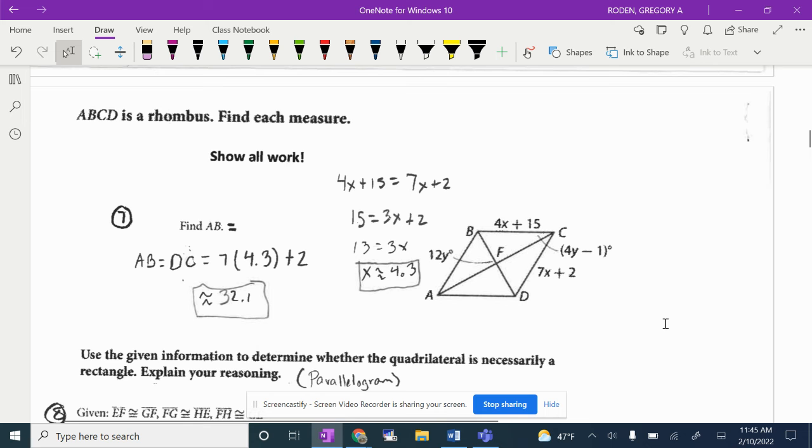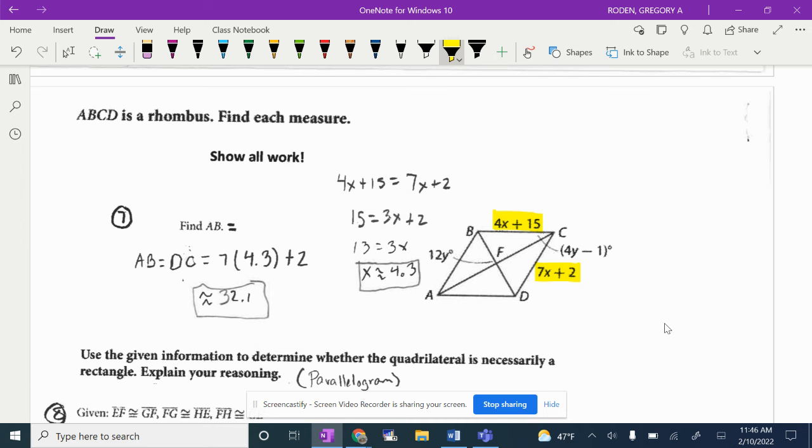Okay. So this is saying that this is a rhombus. Find the measure of each thing. Okay. Oh, we want to find the measure. So let's see here. First thing we want to find is x, right? So since it is a rhombus, all sides are congruent on a rhombus. Remember, the definition of a rhombus is a parallelogram with all sides congruent. So I just know that 4x plus 15 has to equal 7x plus 2.